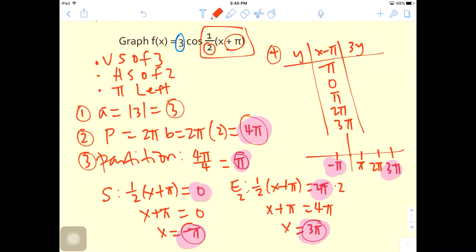And for the y values, for the cosine, remember, it's following this pattern. So you start at the maximum, you go to 0, you go to the minimum, you go back to 0, and you go back to maximum. So multiplying everything by 3, you got 3, 0, negative 3, 0, and 3.